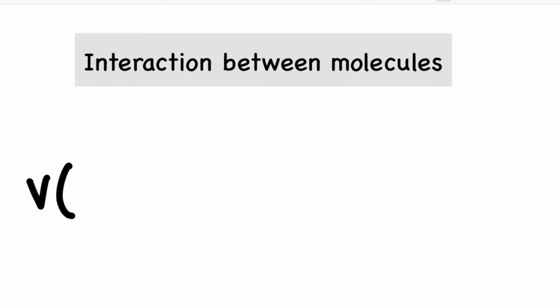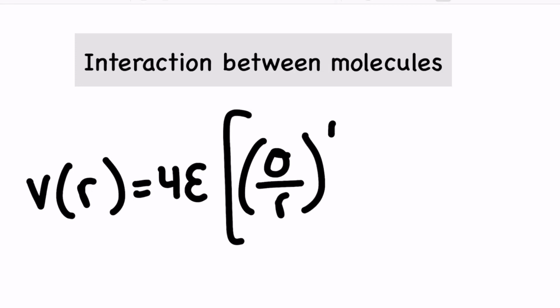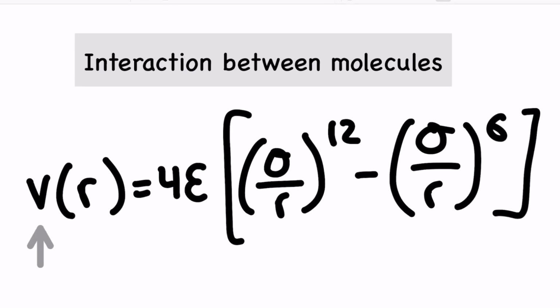As its name suggests, this type of bonding is the interaction between molecules. The origin of this bonding is the attraction and repulsion between molecules, often described by the Lennard-Jones potential. We denote the potential as V, and it is a function of the distance r between two particles. Its mathematical expression looks like this.